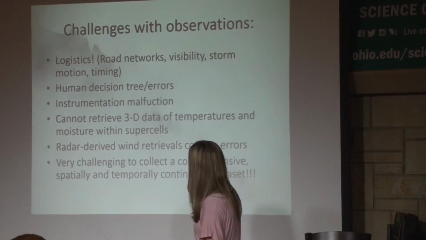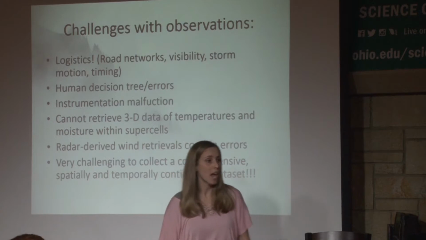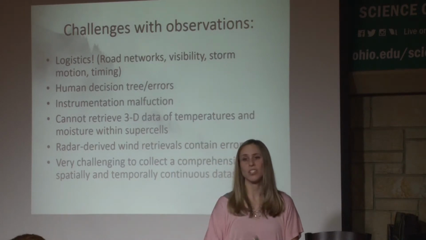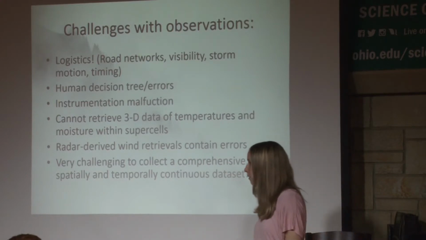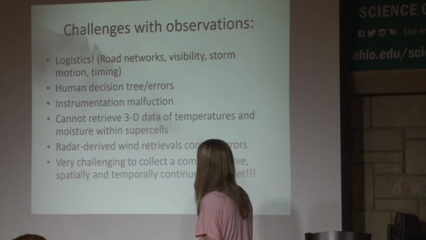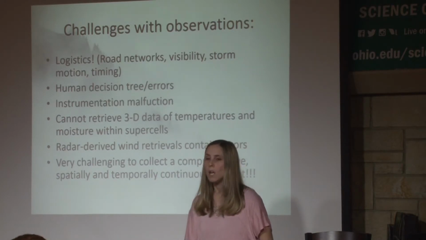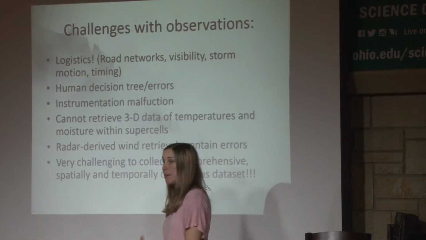Additionally, you can't retrieve three-dimensional data, particularly of temperature and moisture. We just don't have that capability, and that is a huge, huge problem with trying to unravel the mysteries of supercells and tornadoes, because that temperature and moisture data plays a vital role in the storm formation and in the dynamics driving the storm.